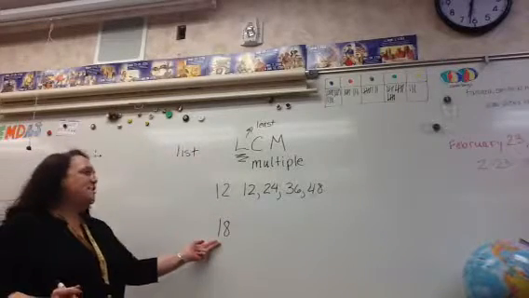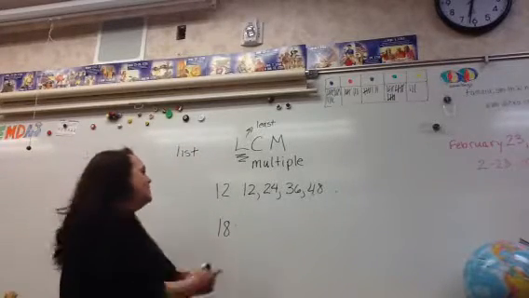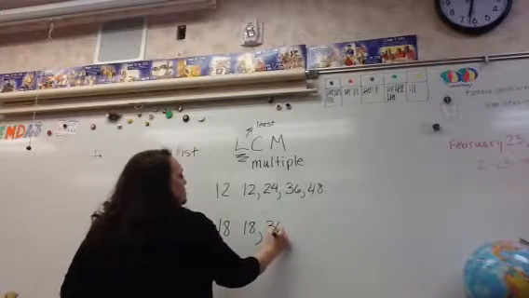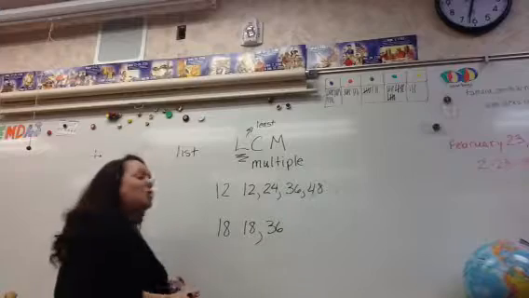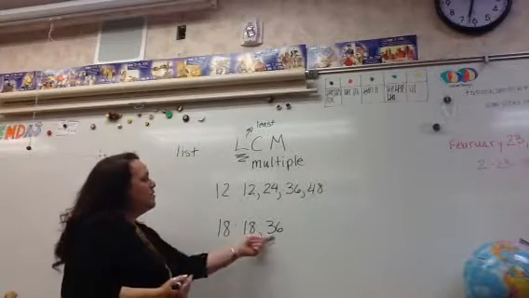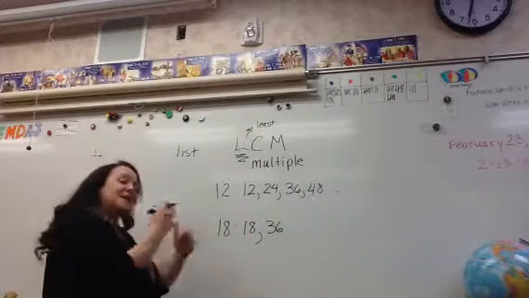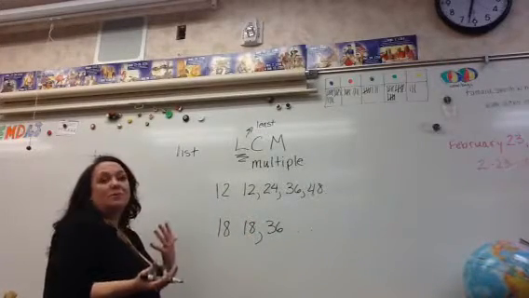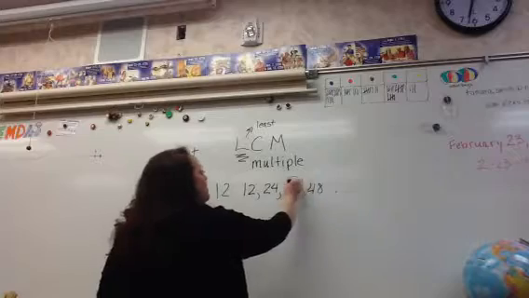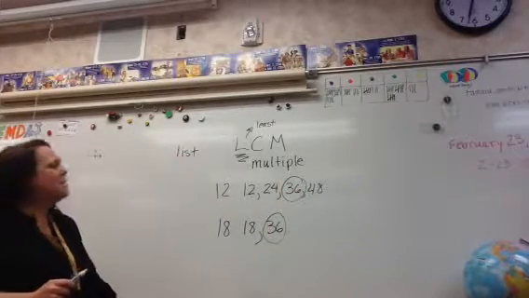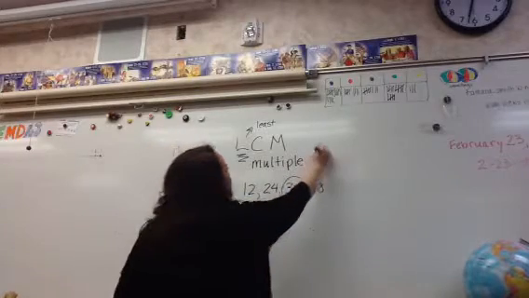Then I'm going to do the same thing with the other number that I'm comparing. I'm going to start with 18 times 1, 18 times 2, and so on. I can already see a common multiple. 36 is common to both lists. And as I continue to multiply, I would find other numbers that were common as well. But like I said, we're looking for the smallest number that they have in common in those lists. So 36 is our least common multiple.